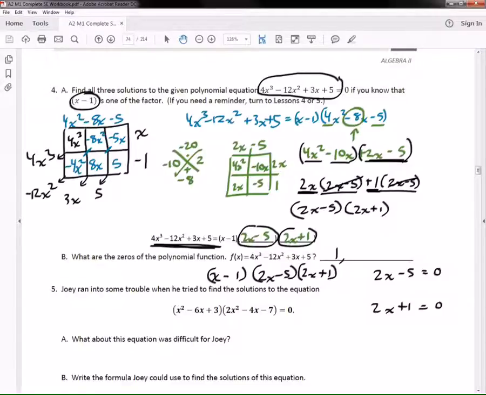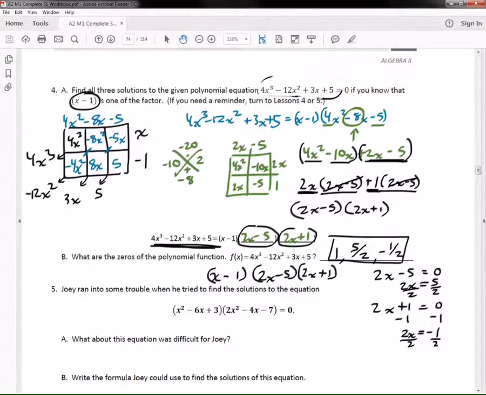So I go plus 5 to both sides, so I have 5 equals 2x, and then I would divide both sides by 2, and I'd be left with 5 divided by 2. The other one, I would subtract 1 from both sides, so I would get 2x equals negative 1. Then I would divide both sides by 2, so I get negative 1/2. There are my solutions to this at the beginning, highlighted right there.